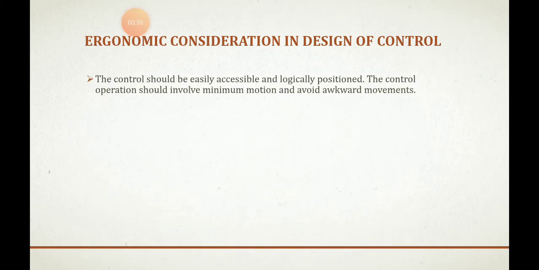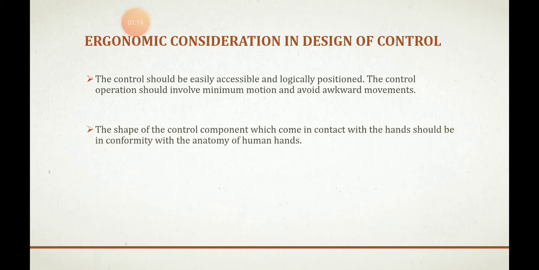Next, the shape of the control component which comes in contact with the hands should conform to the anatomy of the human hand. It should not be very large or very small. That you have to take into account. Proper color produces a beneficial psychological effect. The control should be painted red against the gray background of a machine tool to call for attention. That is proper color coding for recognition.